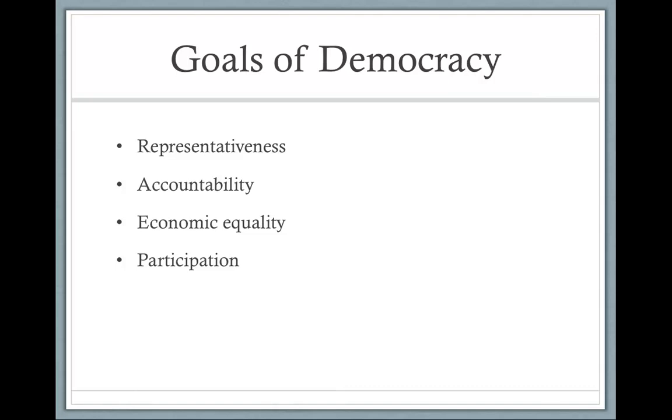Economic equality is about ensuring everyone has similar chances to move up. Not that everybody at the end of the day earns the same amount, whether they work a lot or don't work a lot, but ensuring that everyone has similar opportunities for mobility. And the last one, again, participation: bringing the public into the debate, affecting decisions.